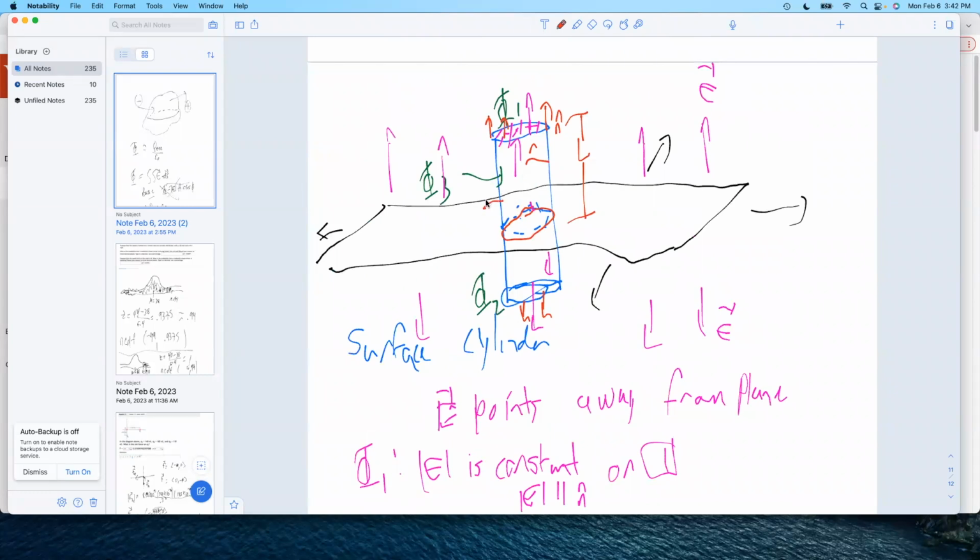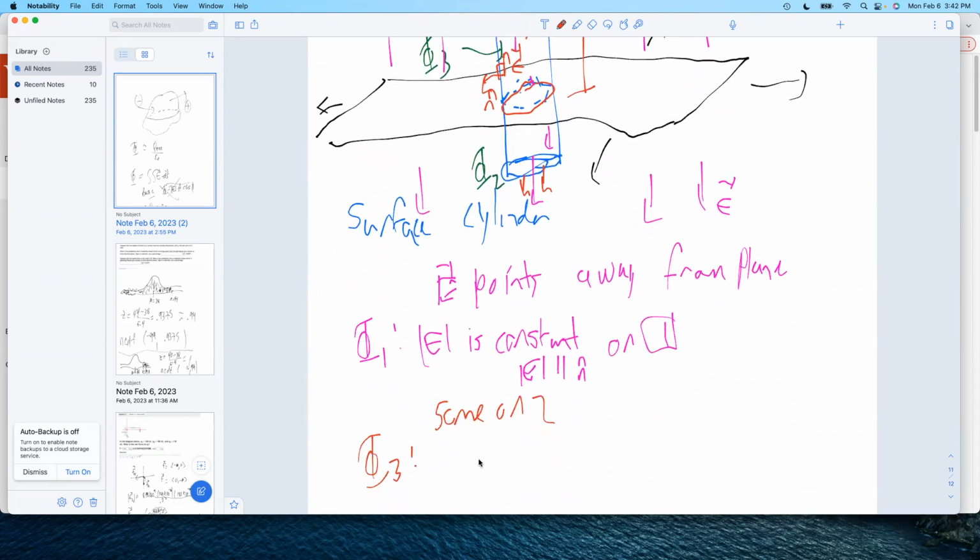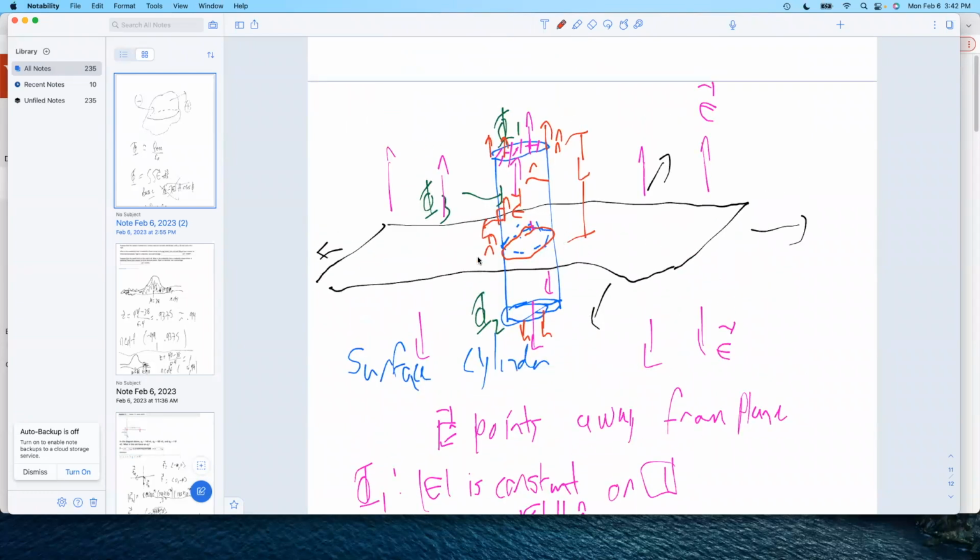My normal vector points out away from the surface. E points up here. E is pointing up. Those two are perpendicular. E is perpendicular to the normal vector. That flux is 0. When we do E dot ds, the dot product of perpendicular vectors is 0. That flux is 0. So we could even write that here. We could say here, flux 3 equals 0.